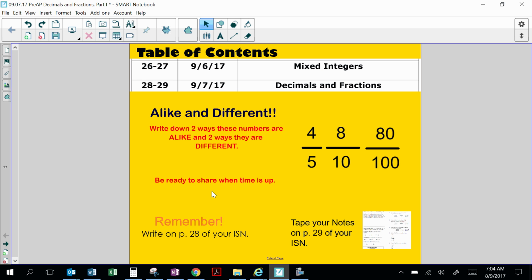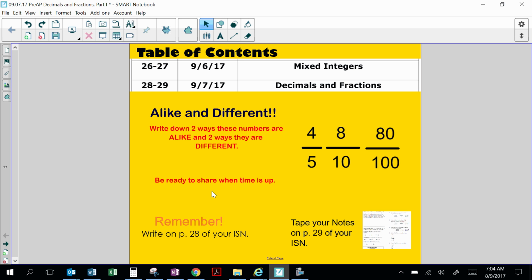Welcome. This video is over decimals and fractions equivalents. So let's look at our number routine. It says alike and different. Can you write down two ways these numbers are alike and two ways these numbers are different? Be ready to share when time is up.